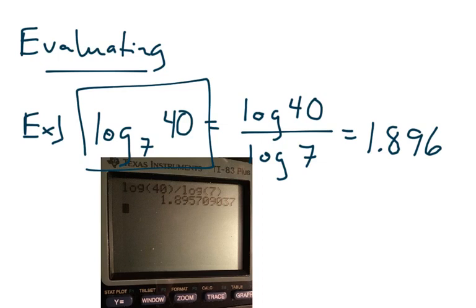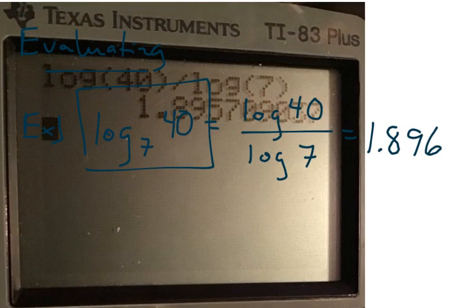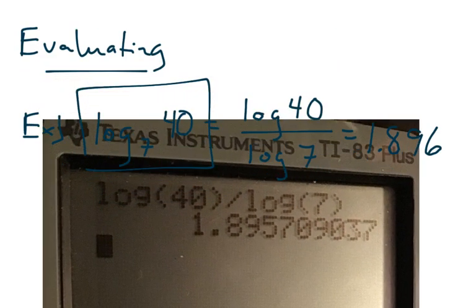Now a couple things. When you use the log button on your calculator, it is in base 10. It is already the common base, so you don't have to type it in. You don't have to worry or wonder if it's there. Again, the log button on your calculator is the common log button. It is in base 10.